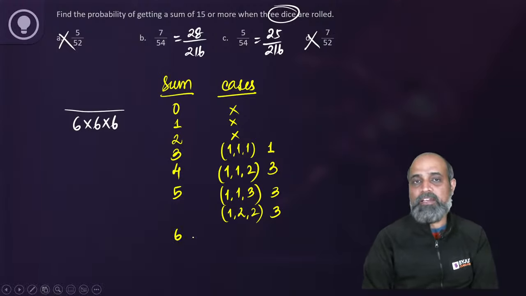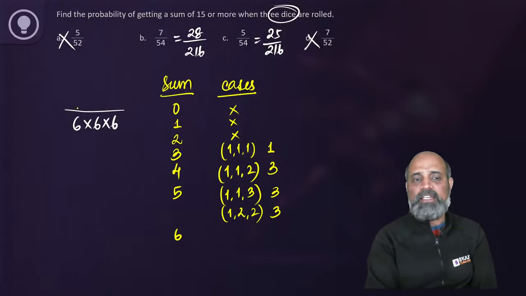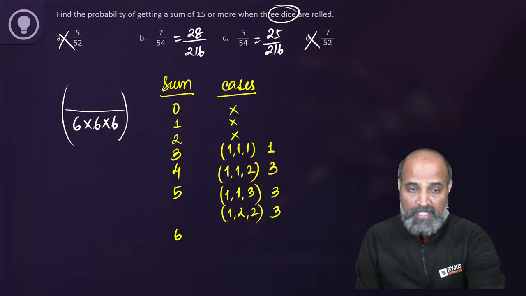Similarly, you have to make sum 6. How many will it have? You have to make sum 7. How many cases will it have? Find out the cases, add them. That will take you to the numerator. So tell me the answer.